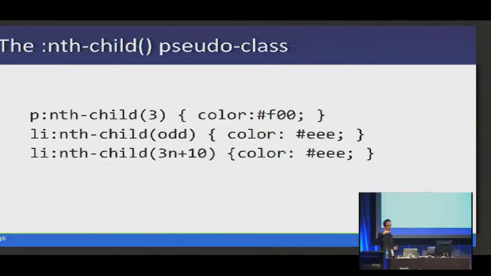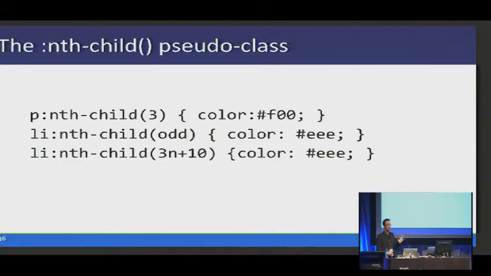Doing like table alternate row colors, no longer need JavaScript or excess class attributes. You can just use that. And the third one basically selects every third element, but it starts after the 10th element. So that's what the plus 10 means. You can omit that, and it'll just start at the beginning. It's well worth investigating the nth-child.